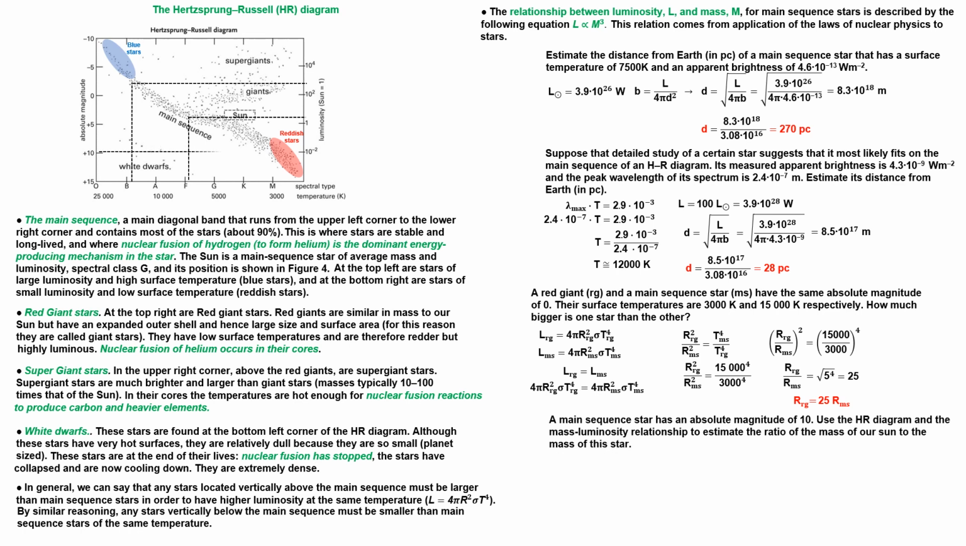We know that a star has an absolute magnitude of 10. So from the HR diagram, we know that the luminosity is about 1/100th of the luminosity of the Sun. Using the mass-luminosity relationship gives. Therefore, the mass of the Sun is 3.7 times the mass of the star.